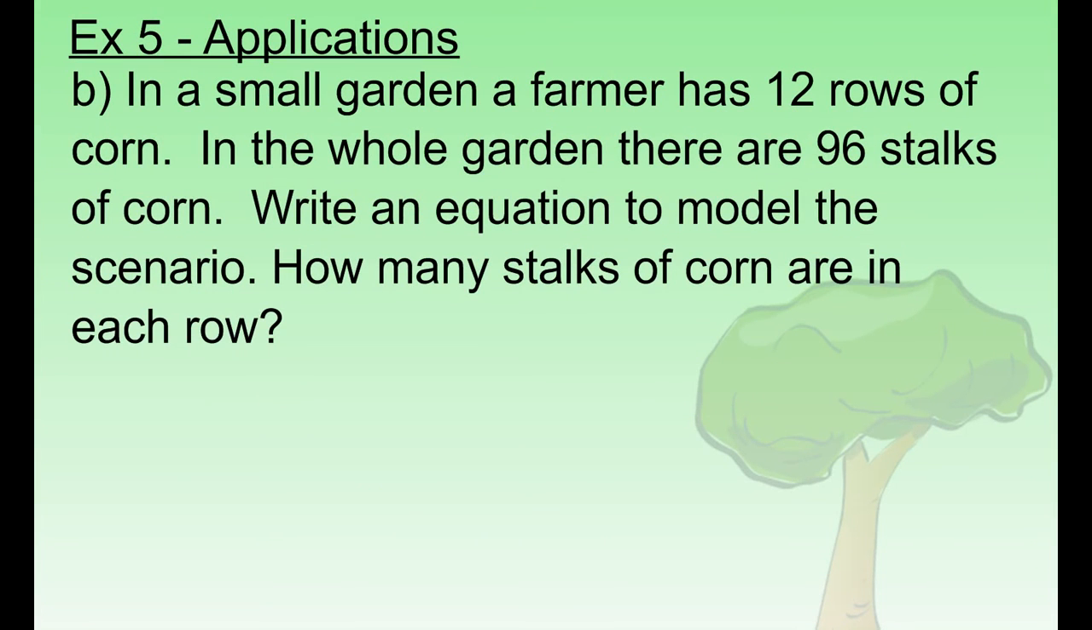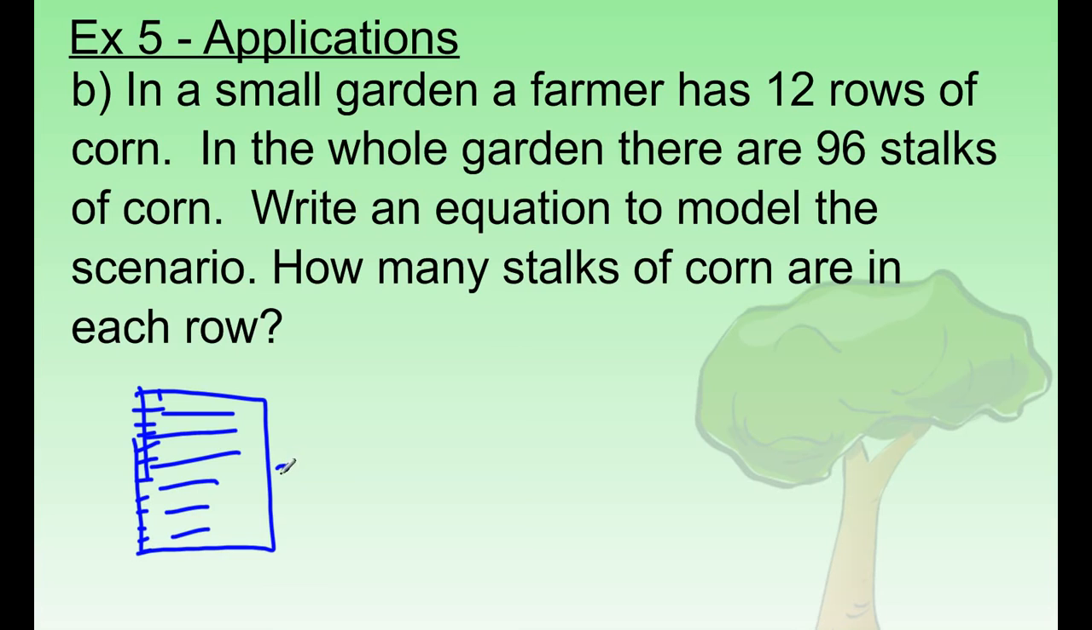Letter B. In a small garden, a farmer has 12 rows of corn. In the whole garden, there are 96 stalks of corn. Write an equation to model the scenario. How many stalks of corn are in each row? Okay, so let's see. I'm imagining we've got our cornfield here, and it says there's 12 rows. So rows go this way. 1, 2, 3, 4, 5, 6, 7, 8, 9, 10, 11, 12. So there's 12 rows of corn that go across this way. And there's a total of 96 corn stalks.